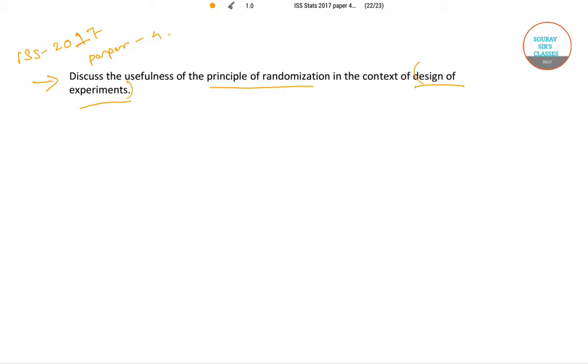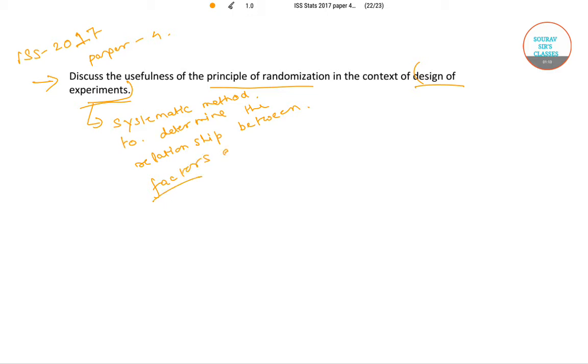Now, design of experiment is the systematic method to determine the relationship between the factors affecting the process and the outcome of the process.